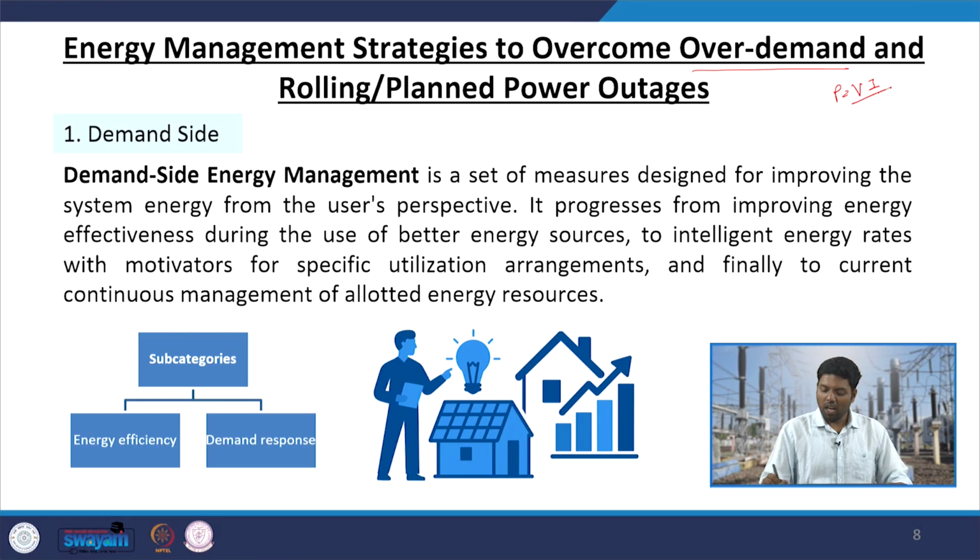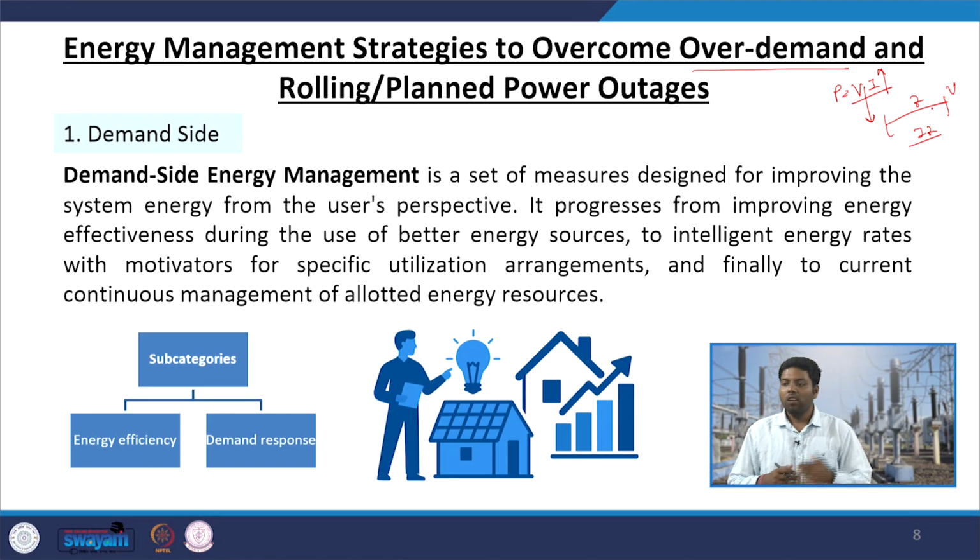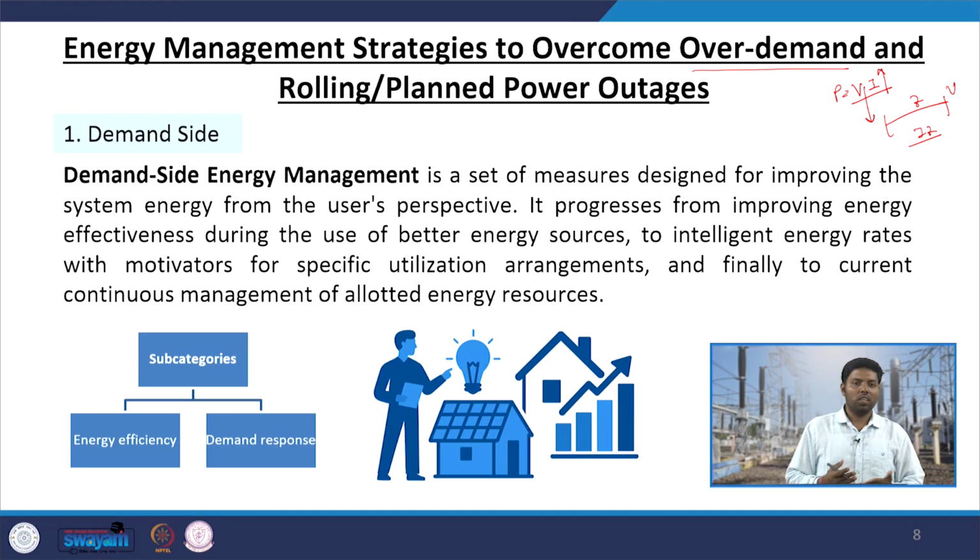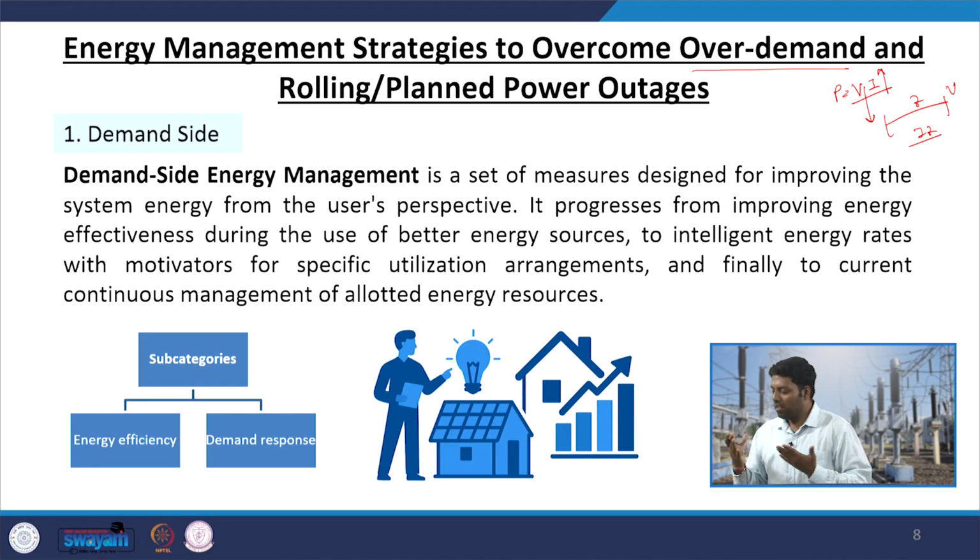So, it is V I. If your voltage dips, then the current will increase. If the current increases, then in the line, if you have a line here with the impedance Z, the I Z drop will increase. If the I Z drop increases, then the receiving end voltage will further decrease. So, it is a cascading effect, and because of that after some time you will experience a power outage or out of synchronism operation.